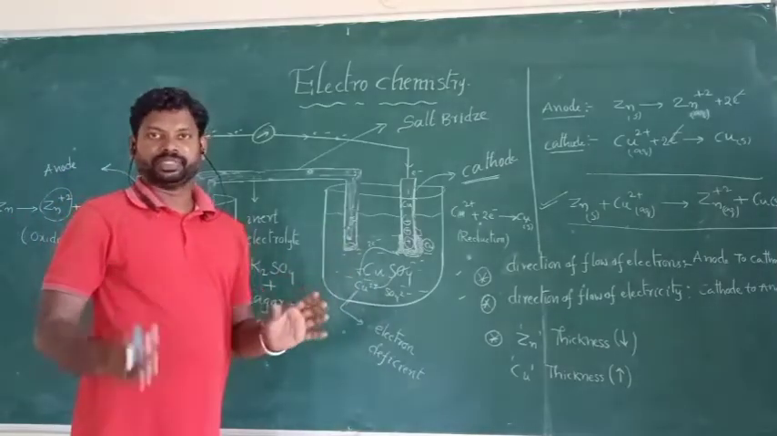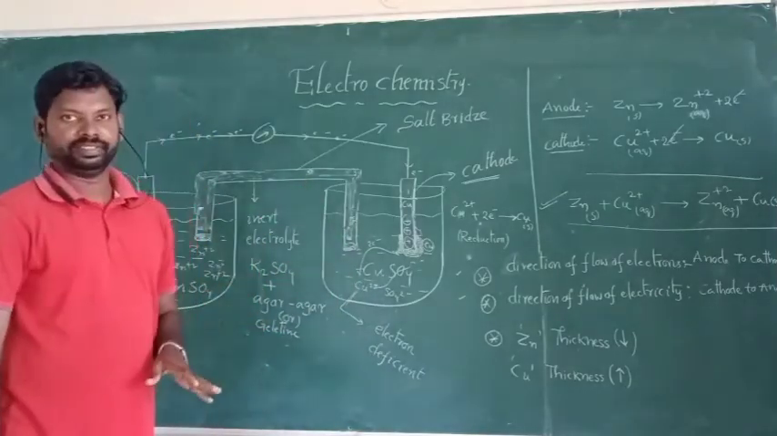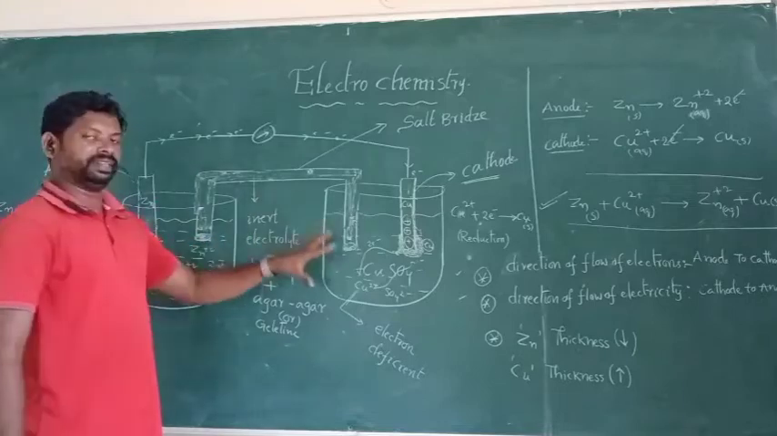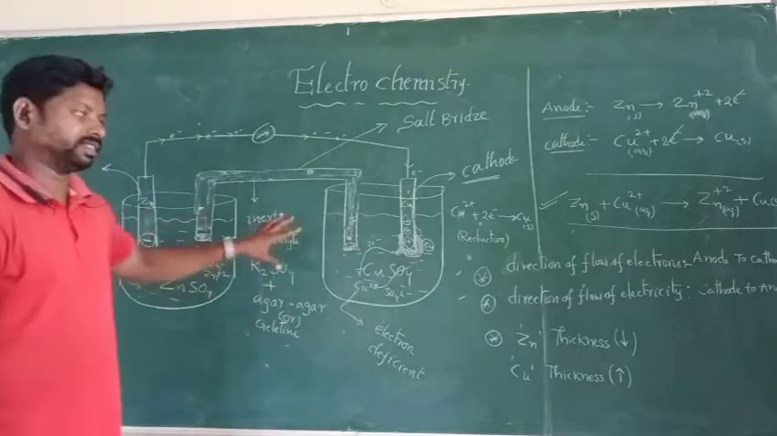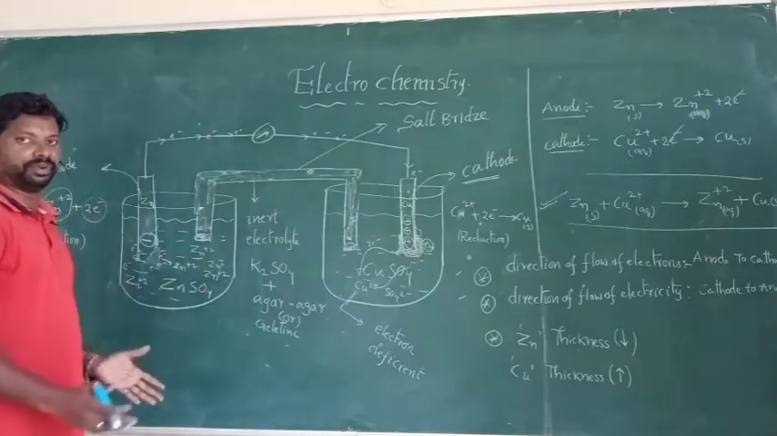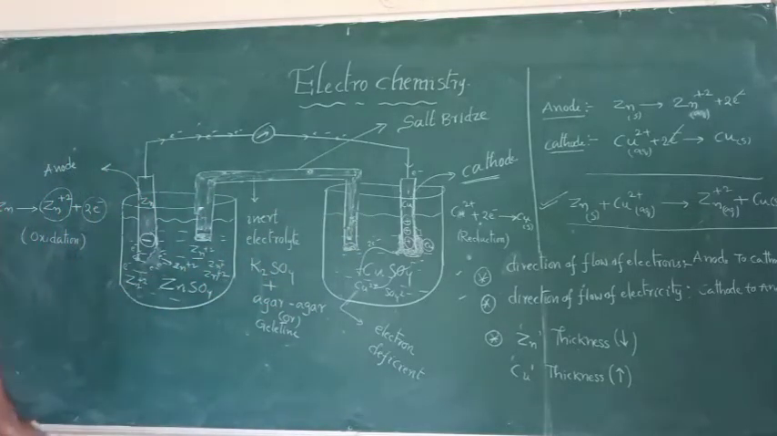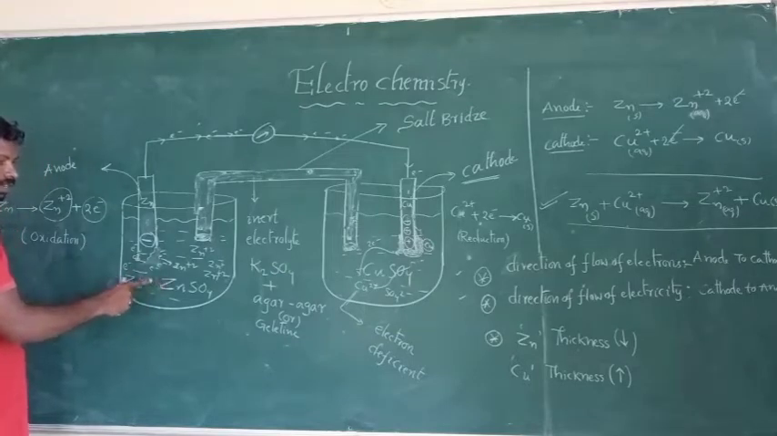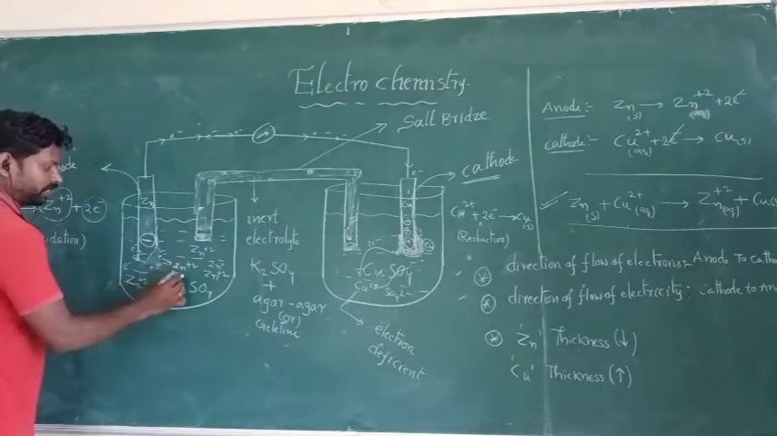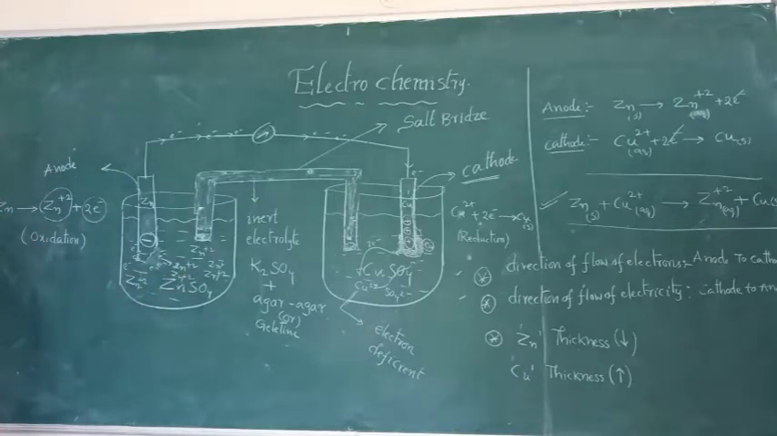Why did I use a salt bridge here? The salt bridge maintains electrical neutrality. It maintains the neutrality of the solution. How? If you see here, when the zinc is losing electrons, the Zn2+ ions are released into the solution. So this complete solution will become a positive solution.